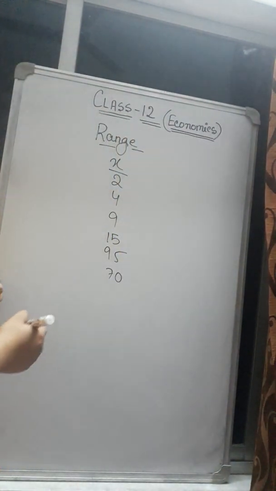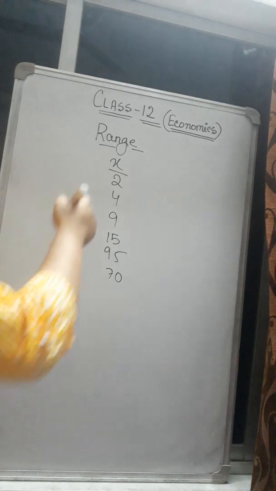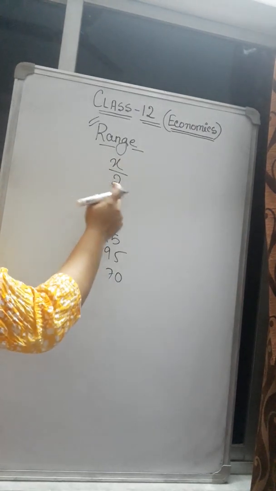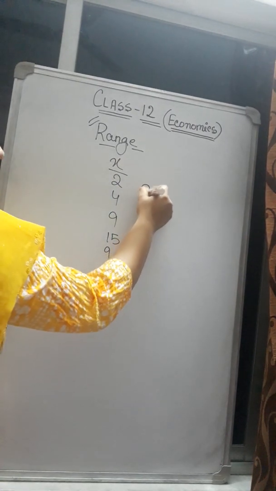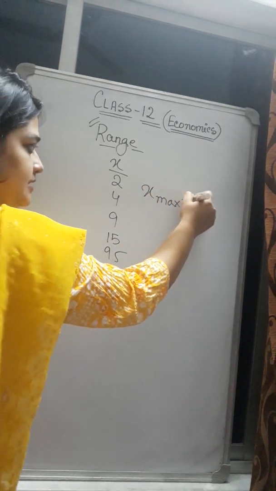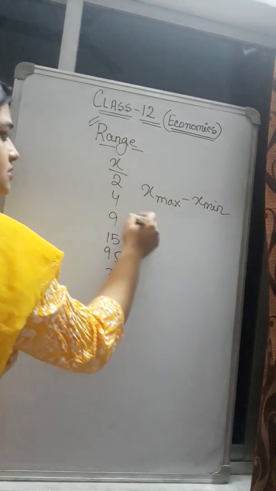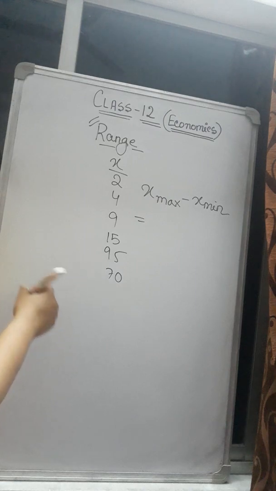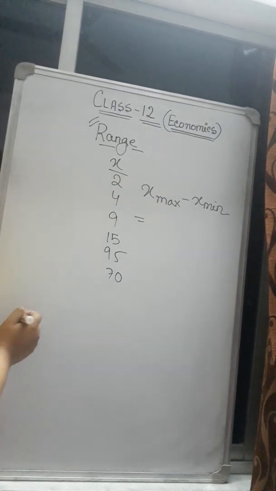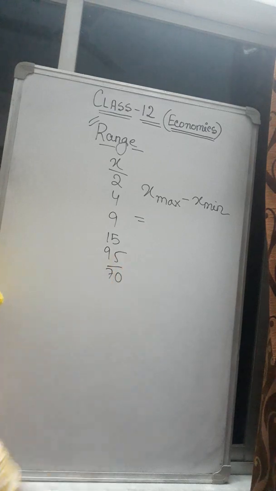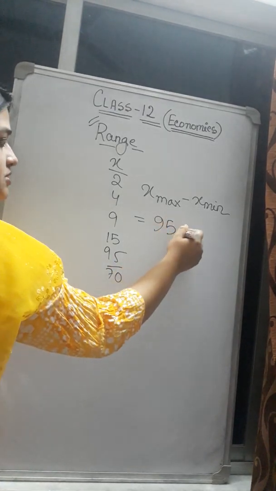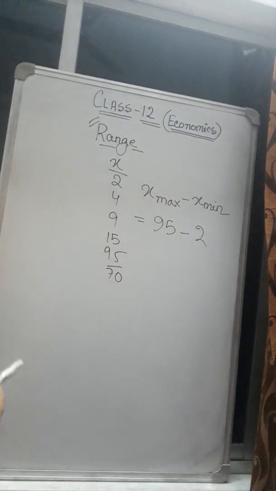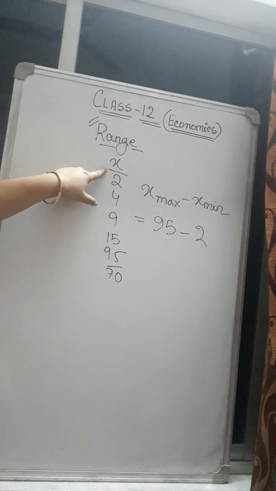So here we will understand dispersion by this method, range. How to calculate range? Suppose x is a variable, so it takes different values. Then x max minus x min gives the range. That means, what is the maximum value that the variable can take? From this data you can see 95 is the maximum value. And what is the lowest value the variable can take? That is 2.